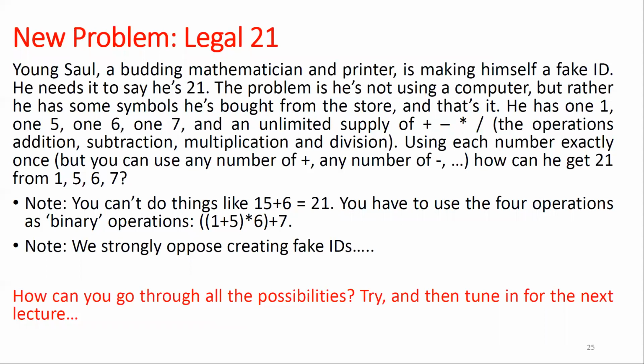So I'm going to end with a problem for tomorrow. So young Saul, a budding mathematician and printer, is making himself a fake ID. And I would like to publicly state that neither I nor my assistants condone making fake IDs or using fake IDs.